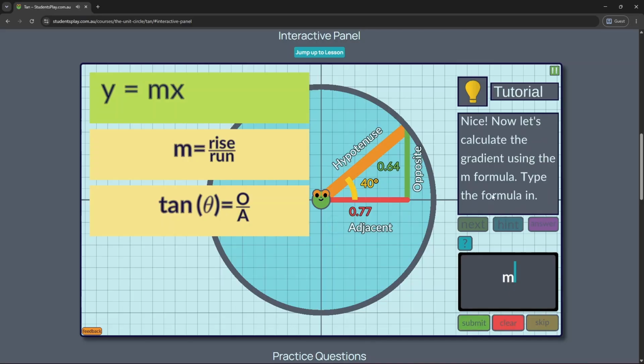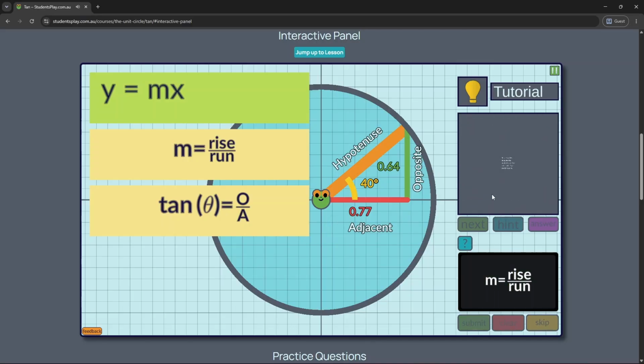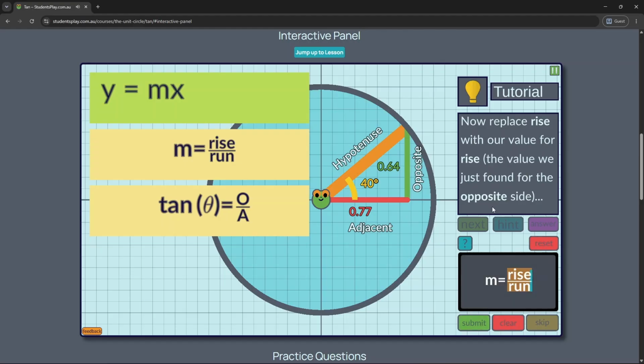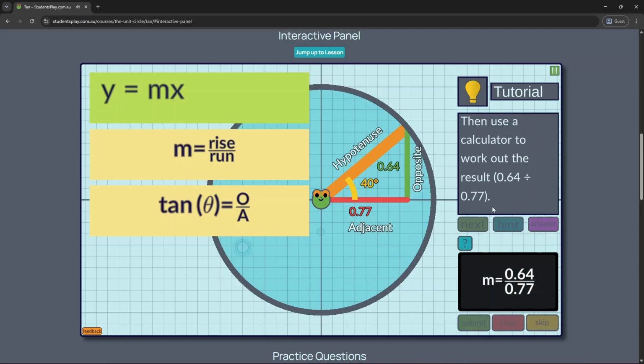Cool. Now let's calculate the gradient using the m formula. Type the formula in, m equals rise over run. Now replace rise with our value for rise, so the value we just found for the opposite side. Okay, that is 0.64. And then replace run with that value for run. That's the value we just found for the adjacent side. So that was 0.77. And then use a calculator to work out the result. So 0.64 divided by 0.77. 0.83.